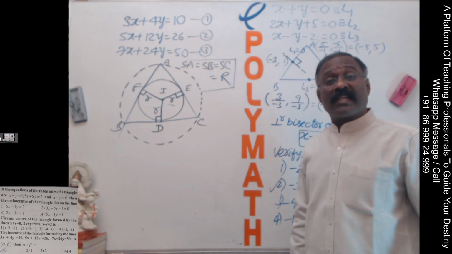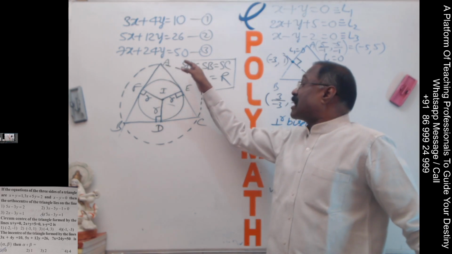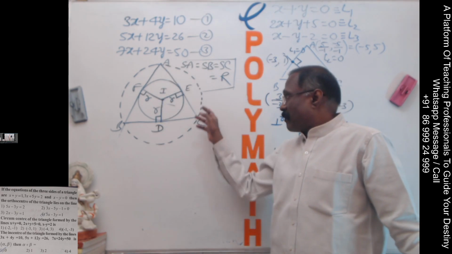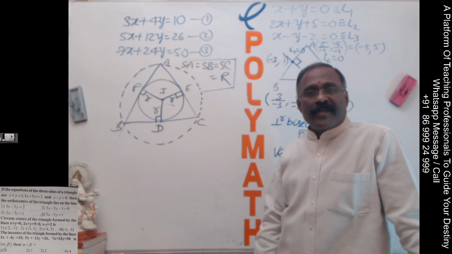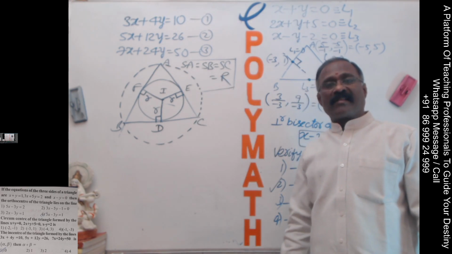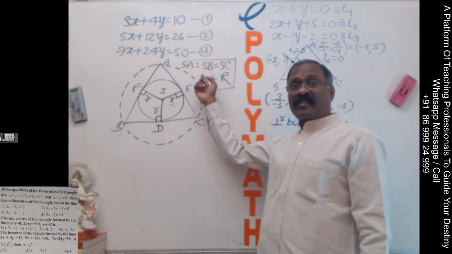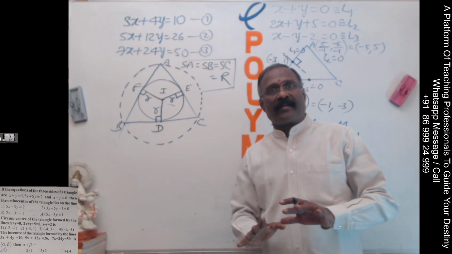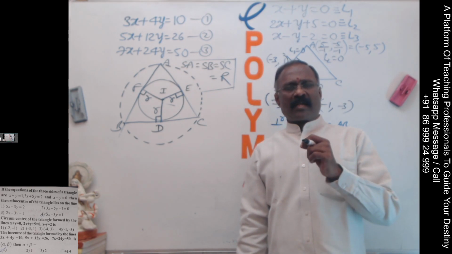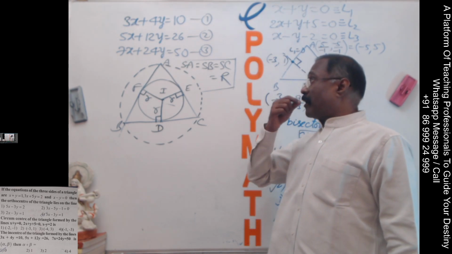Similarly, what is the circumcenter? Circumcenter is the center of that circle which circumscribes the triangle. That means it is passing through A, B, C. And hence, SA is equal to SB is equal to SC, where S is the circumcenter. That is different. It is equidistant from the vertices. Remember, incenter is equidistant from the sides. Circumcenter is equidistant from the vertices. Remember that.